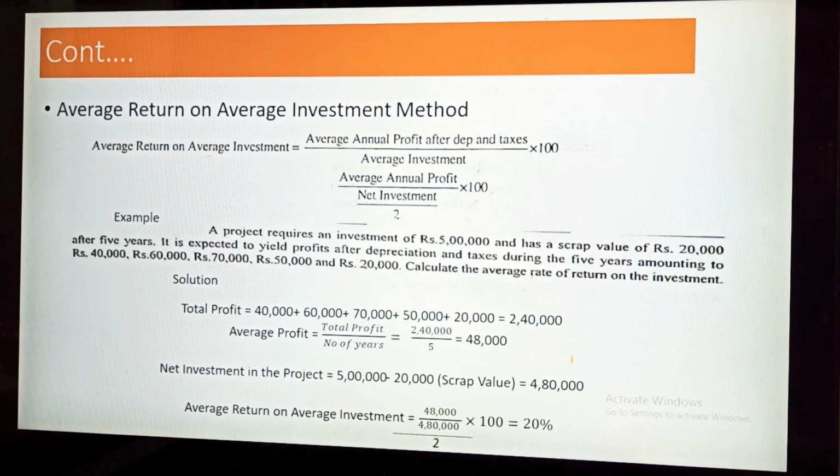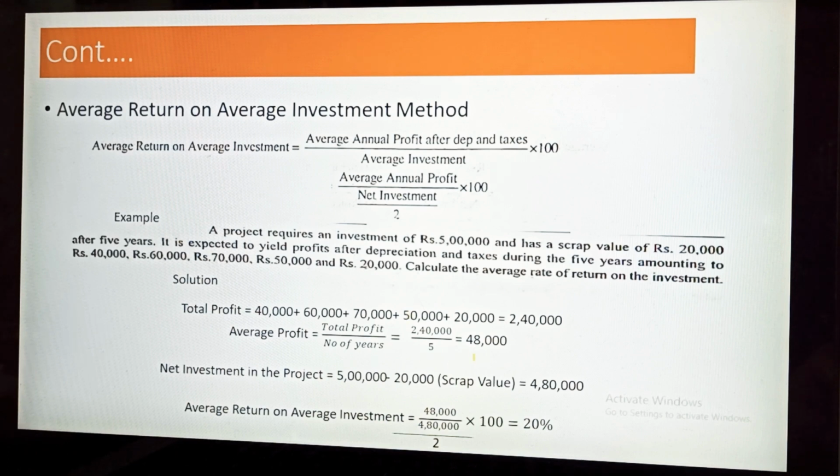Okay, next one is average return on average investment method. Under this method, it is the most appropriate method of rate of return on investment. Under this method, average profit after depreciation and taxes is divided by the average amount of investment. In this case also I have taken the same example, same project. 5 lakh rupees, scrap value 20,000 and 5 years profit is there, and you have to find out the total profit first. You will find total profit will be 2,40,000.